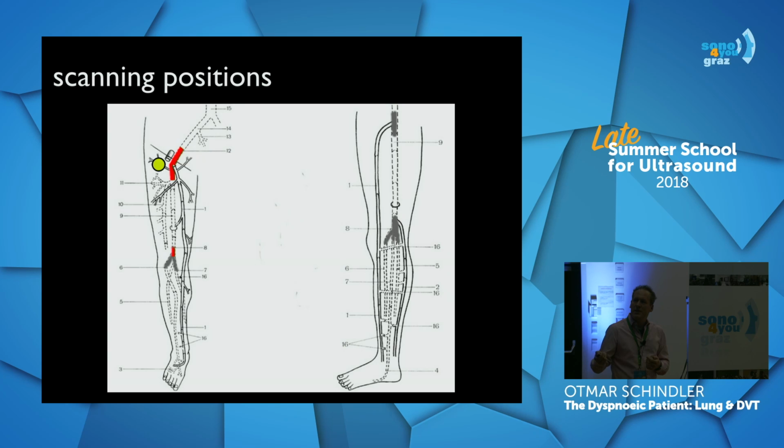What are the 2 points you are scanning? One is here, the femoral vein just in the thigh, and the other one is the popliteal vein in the knee. So if you do these 2 points and you see that there's something going on there, you have a positive sign for ruling in the deep vein thrombosis. You don't have to scan the whole leg because it would take too much time.